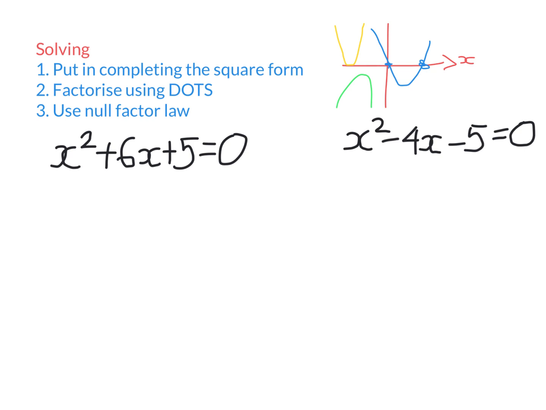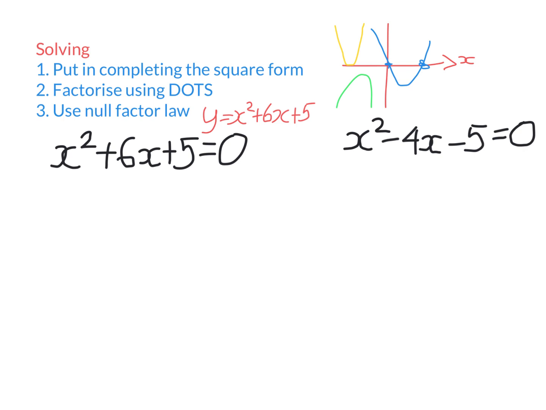Where it hits the x-axis is where y equals 0. So if you have an equation like y equals x squared plus 6x plus 5, then to find where it hits the x-axis, you would just change y to 0 and you get this equation here. So now we're solving quadratic equations. That will help us with x-intercepts. So how do we solve the equations? Well, we're going to follow these steps. Complete the square, factorize using difference of two squares, then use the null factor law. So let's look at it on this one here.